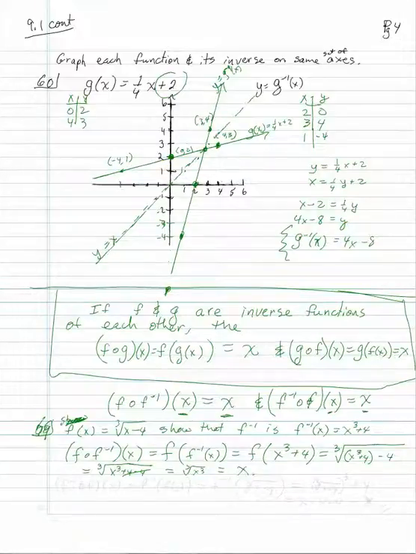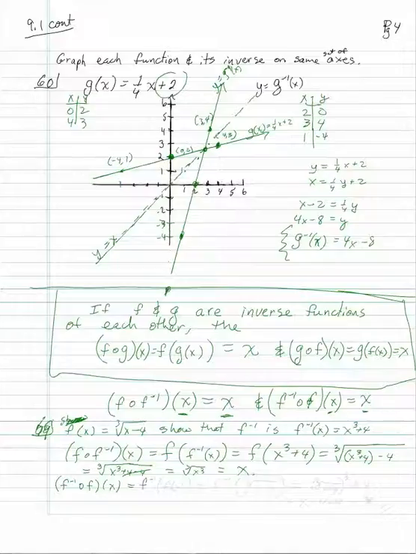Now you've got to do it the other way around. So f inverse composed with f, you've got to check both directions. It's pretty rare that it works for one but not the other, but there are some oddball cases. Usually it has to do with one-to-one, where it works one way but doesn't work the other way. So you have to check both.